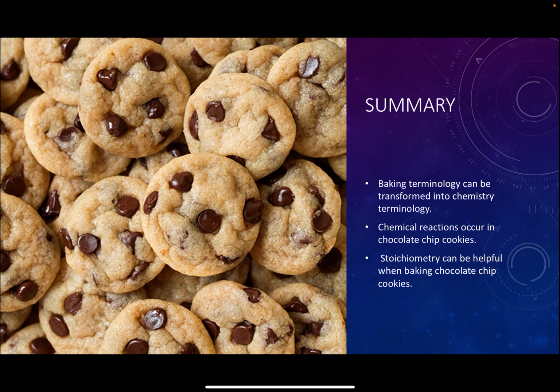And to summarize, baking terminology can be transformed into chemistry terminology. Chemical reactions can occur in chocolate chip cookies, and stoichiometry can be helpful when baking chocolate chip cookies.